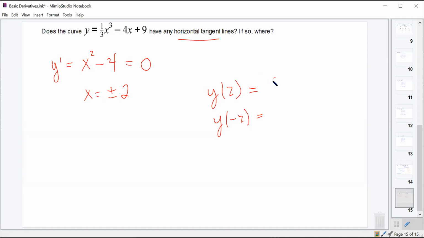So what does that give us? It gives us 8/3 minus 8 plus 9, or 8/3 plus 1, which is 11/3. And then this one would give us negative 8/3 plus 8 plus 9. What is that? 43/3. That sound right?